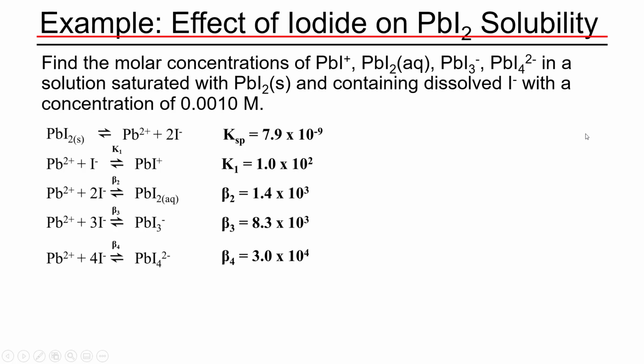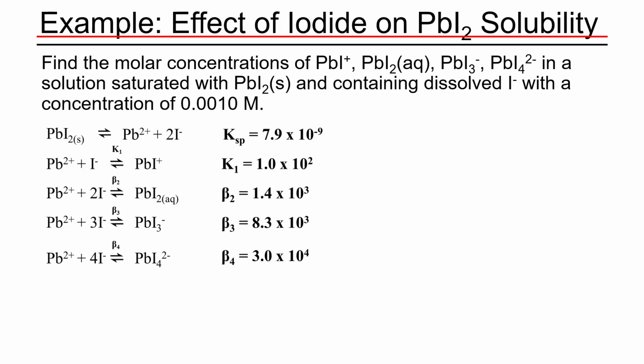And so this is the example we'd like to work through with you right now. This corresponds to a worked example in Harris section 6.4, where I show you how to use beta values to calculate the concentration of any lead-containing species in a saturated solution of lead 2 iodide containing dissolved iodide with a known concentration.